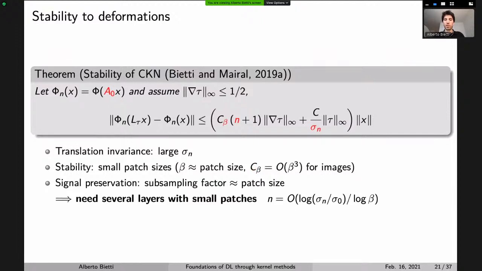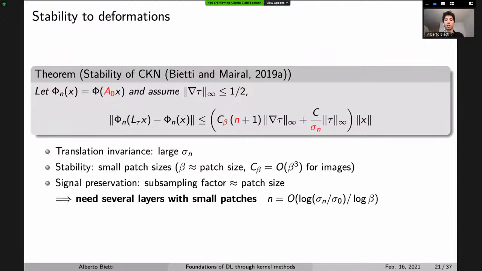So you have two things to control. One is this downsampling factor, and here we said we cannot downsample too much, otherwise you lose information. So we limit the amount of downsampling you can do at each layer, and this tells you that you need many layers. If your patches are small, you're going to need many layers. And if your patches are large, maybe you only need one layer.